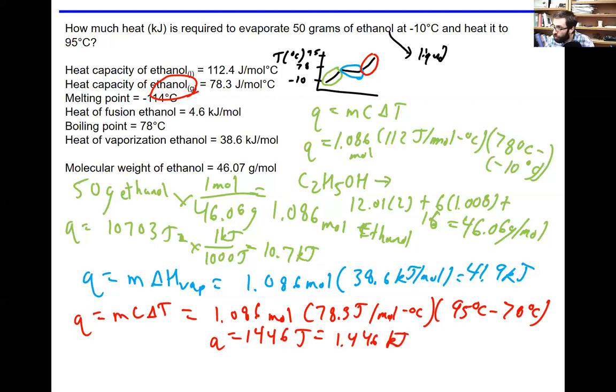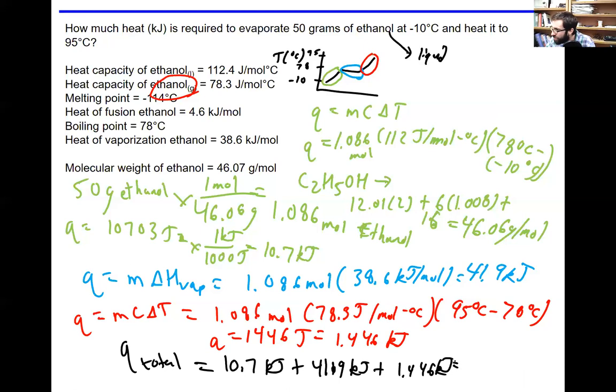Okay, so we have our three portions of our heat curve. Now we want Q total. Q total is equal to 10.7 kilojoules, the three portions, just adding these up, plus 41.9 kilojoules, plus 1.446 kilojoules. And so that final answer is 54.0, or we'll just call it 54 kilojoules of heat would be needed.